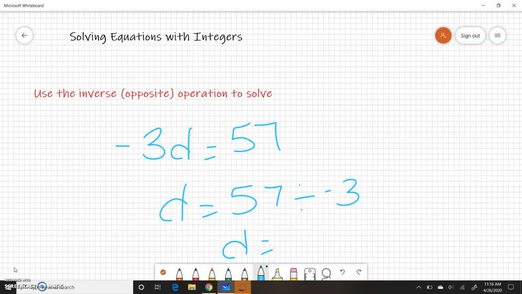So d equals 57 divided by 3 is 19. And since one of my numbers is positive and one is negative, my answer is negative. D equals -19. And then you can go back and check and put -19 in for d. So you would take 19 times 3. 3 times 9 is 27. 3 times 1 is 3 plus 2 is 5. So that's 57. And my 19 was negative and my 3 was negative. So it's a positive 57. So after you do these, you can go back and check to see if you're getting them right or not.